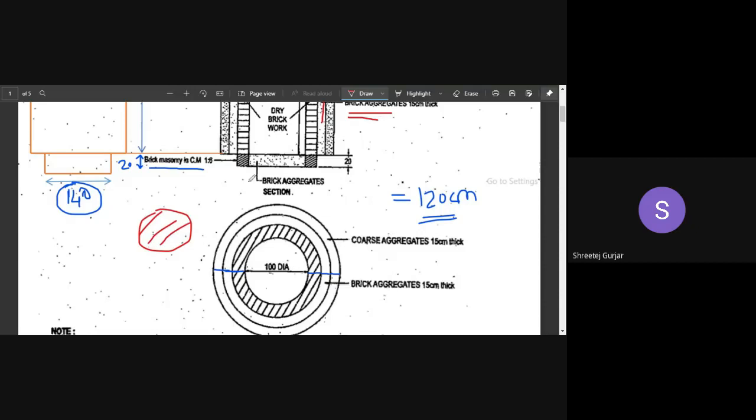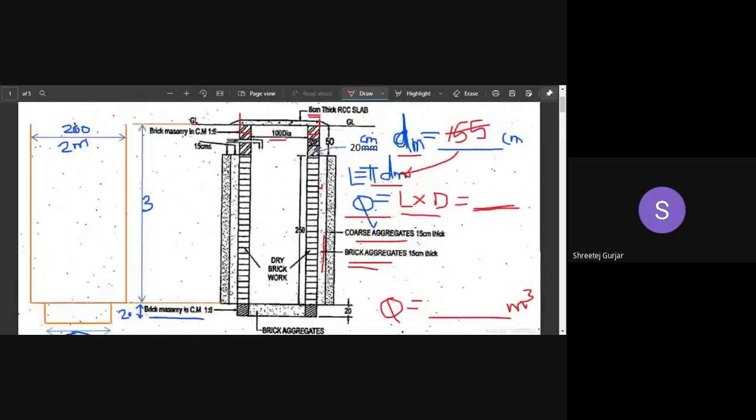So the diameter is what? The inner diameter is 1 meter, so 1 meter is the diameter of this, and the thickness is what? 20 centimeters. So you can get the quantity as pi by 4 into 1 squared into 0.2. You will get the quantity in meter cube. So you can observe all of these layers we have calculated, and we have finished the quantity estimation.